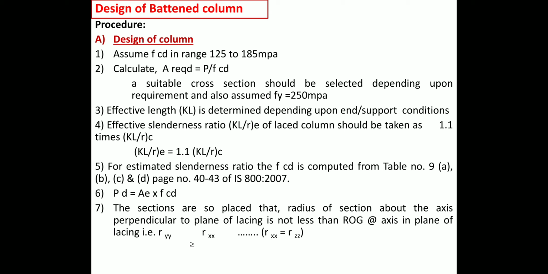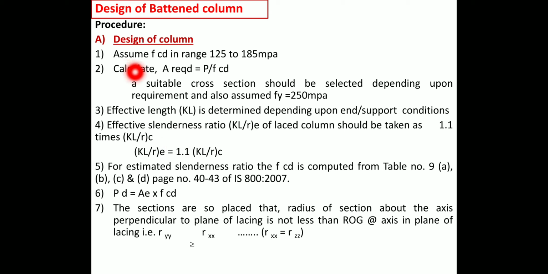Now, design of the batten column system. First of all, we design the column. The steps of design of a column for the lacing system are similar to the design of the batten column system. Most of the steps are similar to each other, the only difference being that the multiplication factor related to effective slenderness ratio may change.